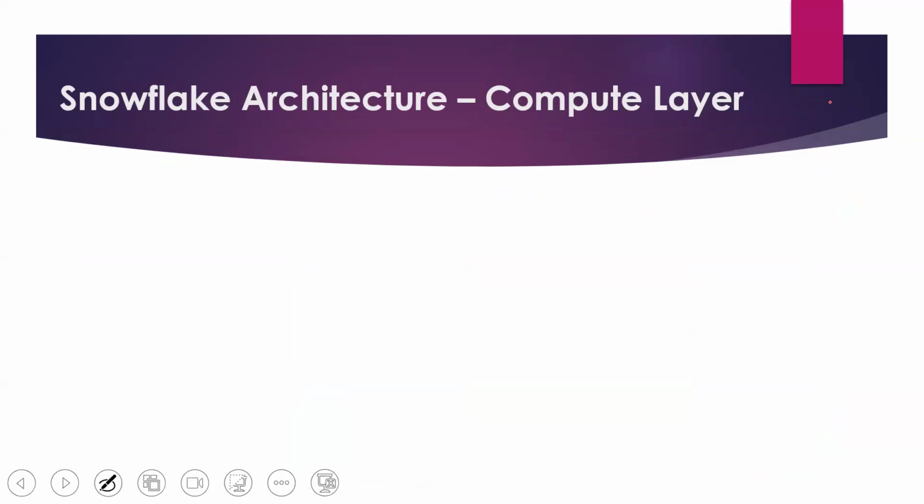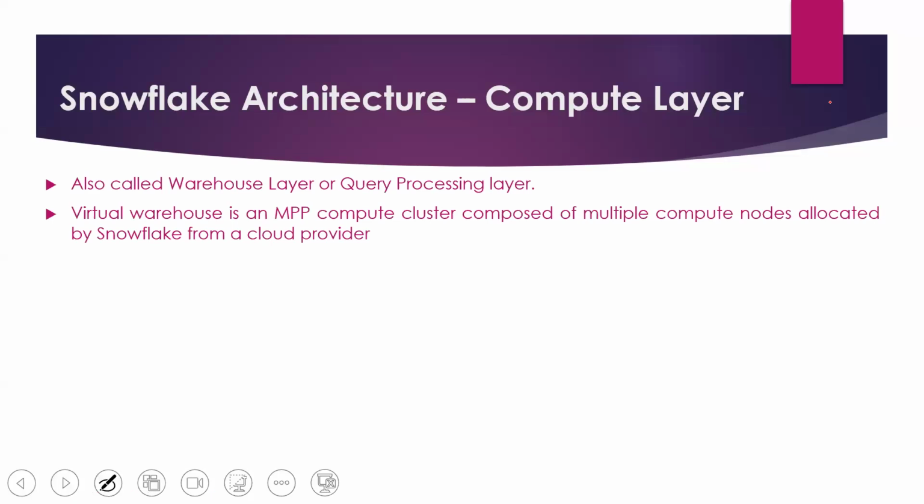Okay, if clear, we'll go to the next layer. As of now, out of 3 layers, we finished the data storage layer. Now we'll jump into another layer called the compute layer. The compute layer is also called the warehouse layer or query processing layer.